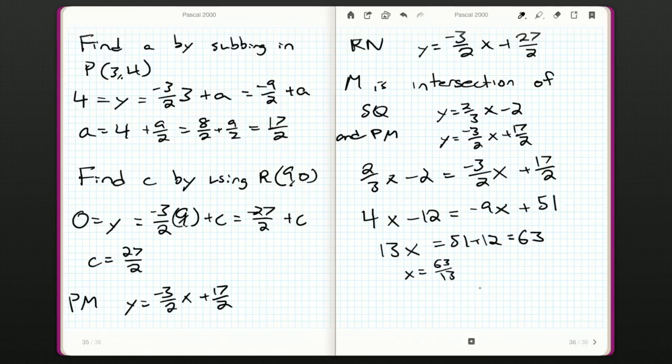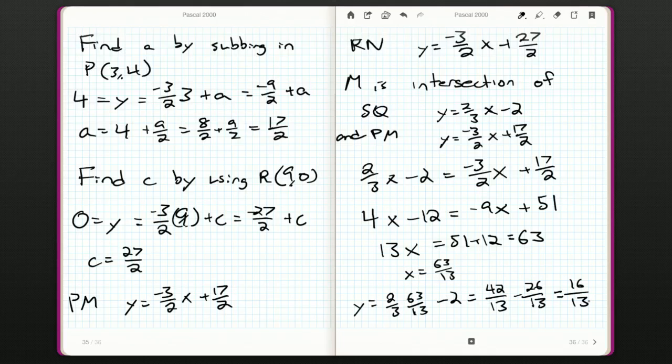And then when we substitute in for y, 2/3 of 63/13 minus 2. That's going to be, divide that by 3, we get 21, so 42/13 minus 26/13, and we're going to get 16/13.